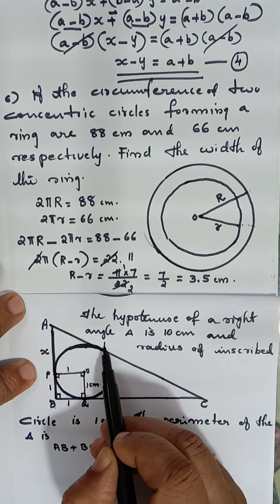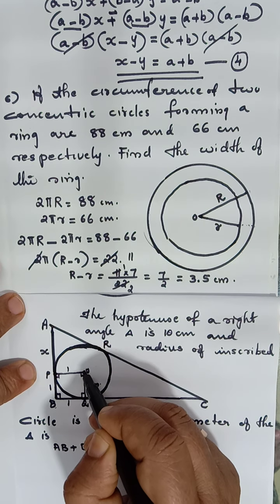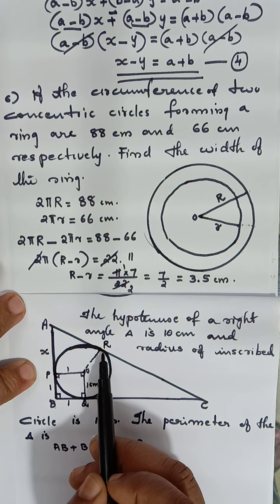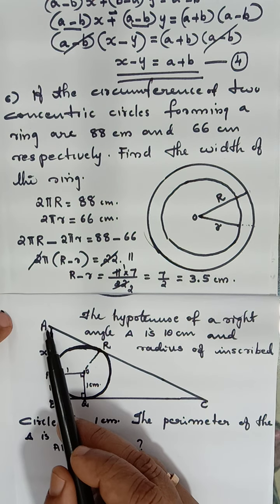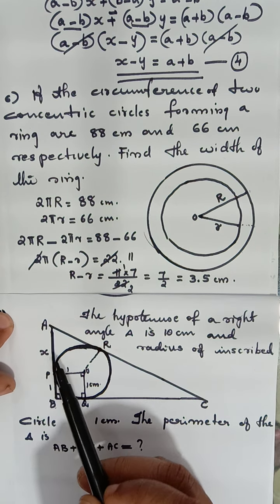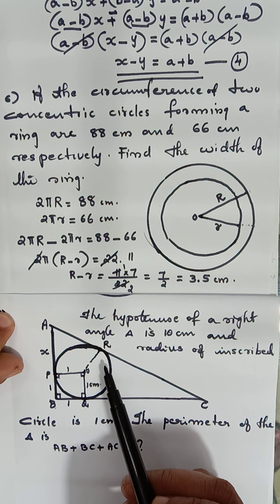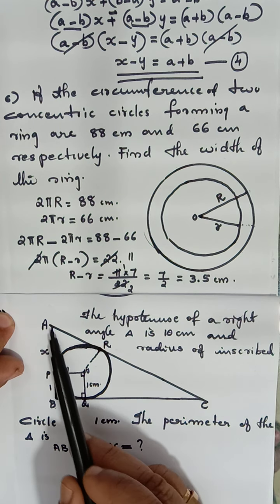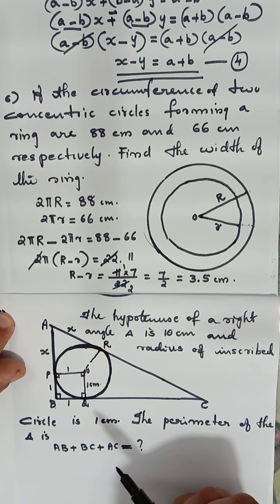PQ, and let me take this point as R. If I join this, AR is a tangent, AP is another tangent from the same point A. So the lengths of the tangents drawn from an external point to the circle are equal. That is the second theorem of circles. So AP is equal to AR. So AR is also X now.